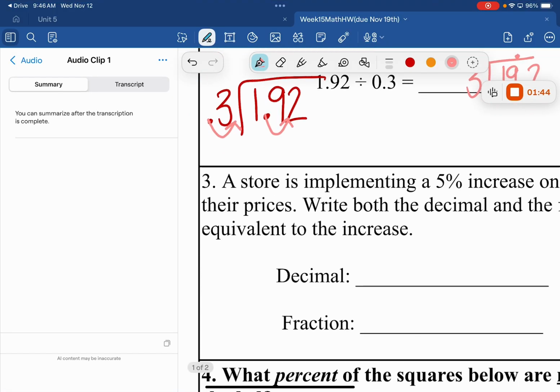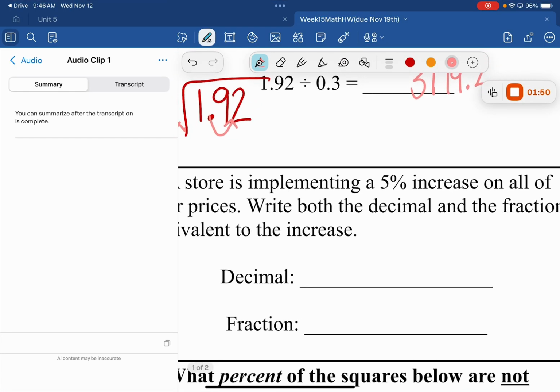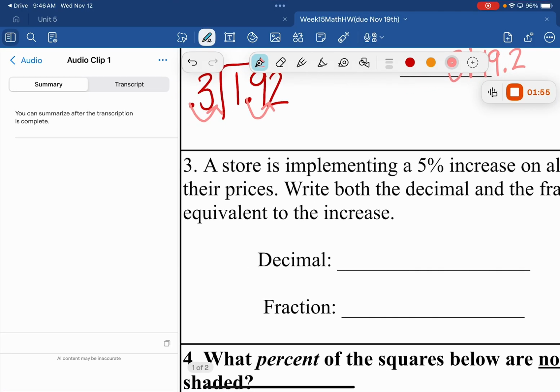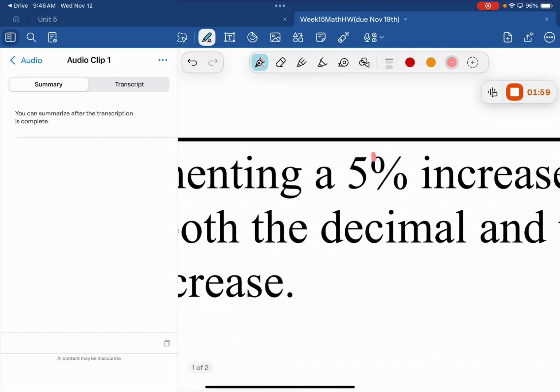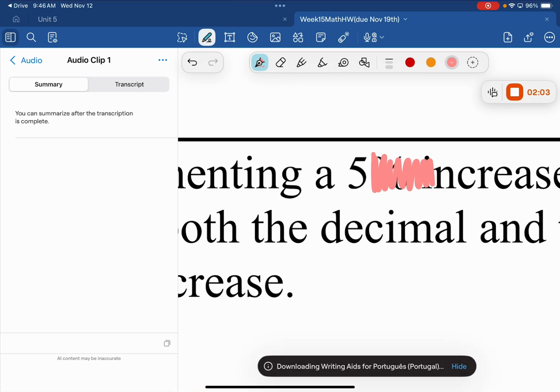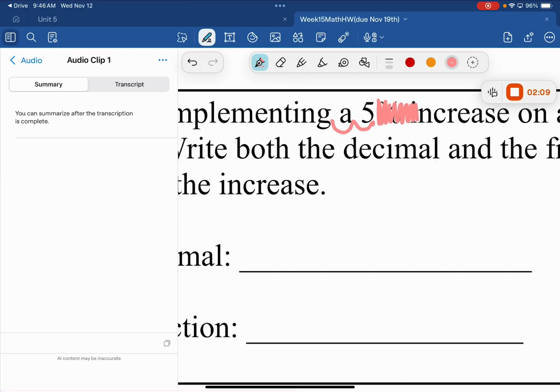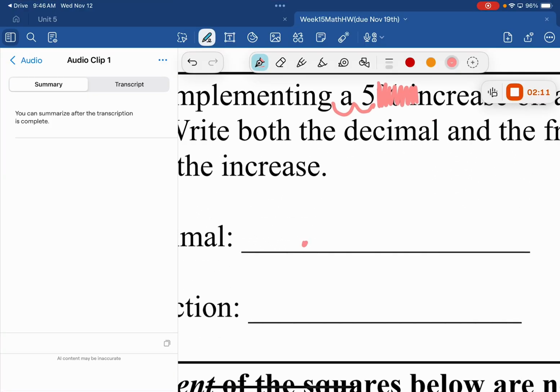A store is implementing a 5% increase on all of the prices. Write this as a decimal and as a fraction. Okay, so as a decimal, you take away the percent sign, and then the decimal is right here. It's just implied that it's right there, and then you would move it over 2 spaces. Okay, so this is what the decimal would look like.